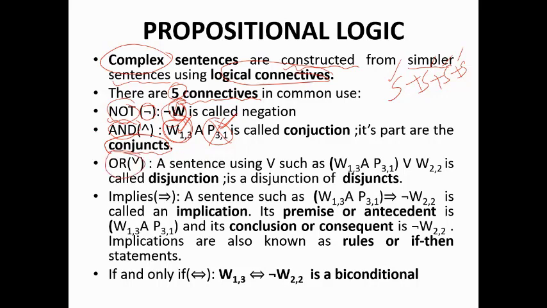Usually this is AND, and this is OR. This is NOT, and this is AND, and this is OR, just opposite. OR is a sentence using this symbol, such that two sentences are combined using the OR function, a disjunction. So this is called disjunction, and the other is conjunction. This is the difference.